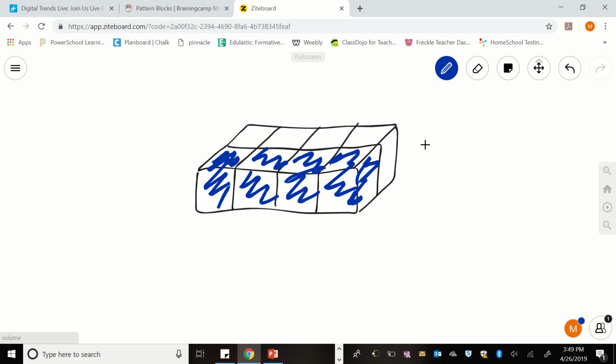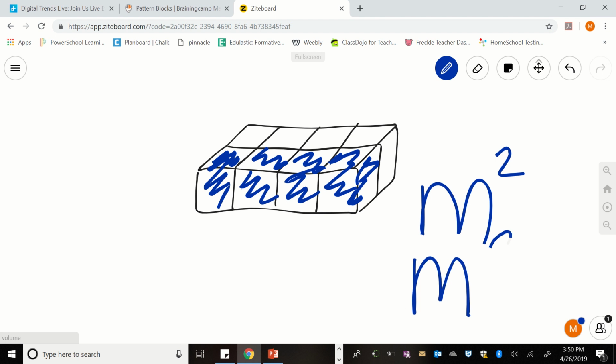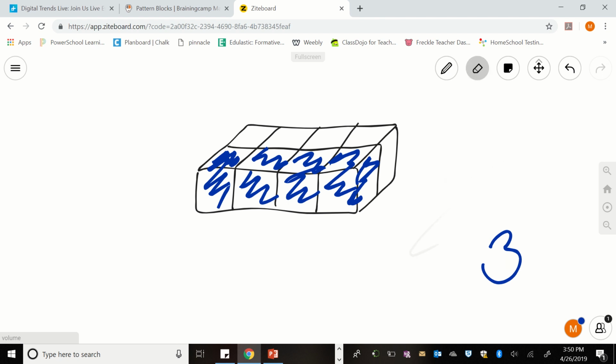Today we are going to talk about volume. Volume is the measure of the amount of space a solid figure occupies, and it is measured in cubic units, meaning that instead of saying meters squared, it would be meters cubed. The reason we say that is because we are finding volume when we are dealing with 3D figures.